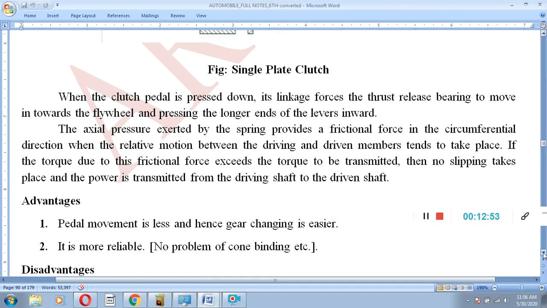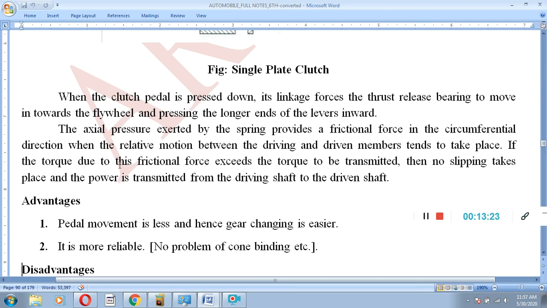So like that, we have the single plate clutch. When the clutch pedal is pressed down, the linkage forces the thrust release bearing to move in towards the flywheel, pressing the longer ends of the levers inward. The axial pressure exerted by the springs provides a frictional force in the circumferential direction when the relative motion between the driving and driven member tends to take place.